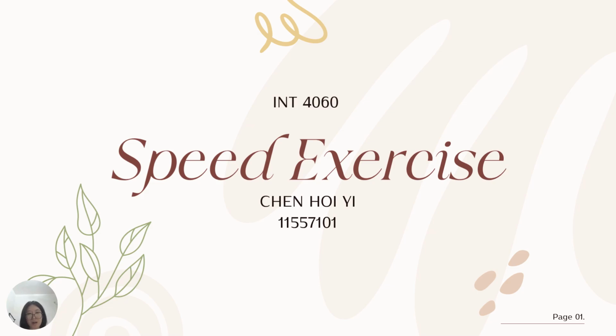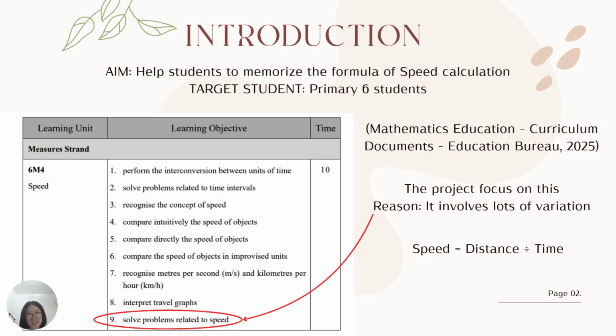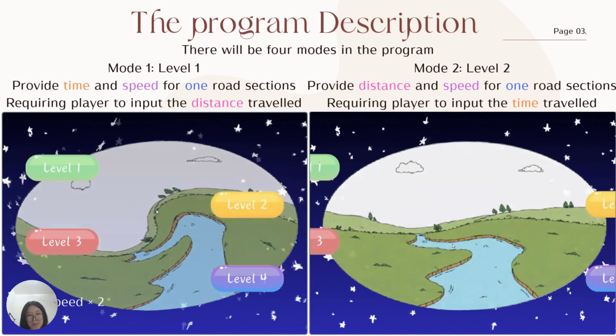Today I'm going to talk about my project, speed exercise. Firstly, let me introduce my project. It aims to help students to memorize the formula of speed calculation. Its target students are primary six students. The project focuses on the ability of solving problems related to speed. I hope that students could have a deeper understanding of speed equals distance divided by time.